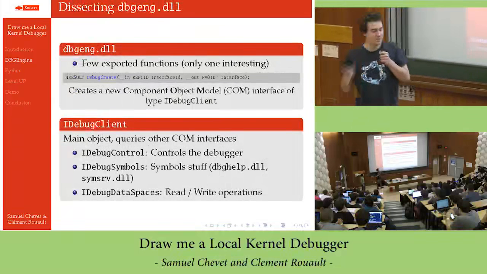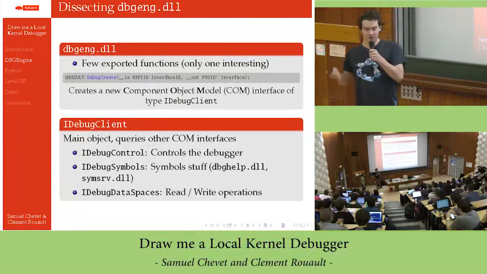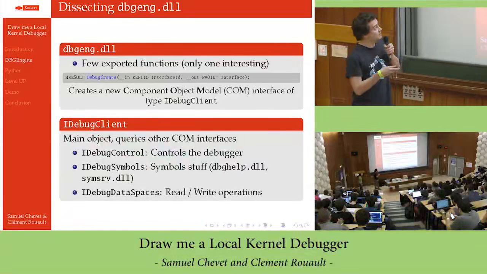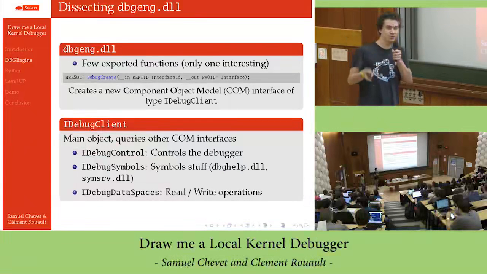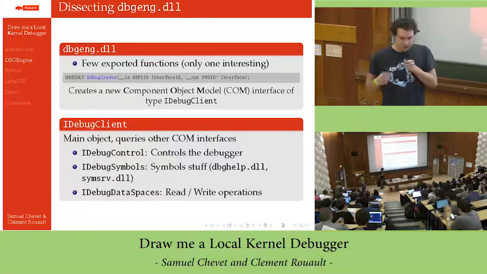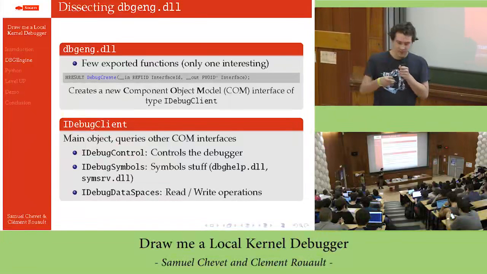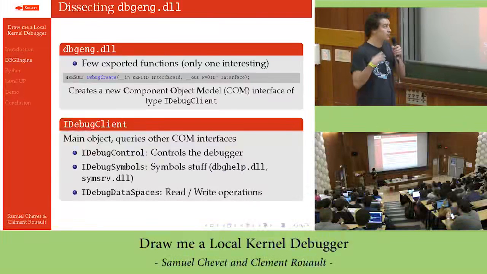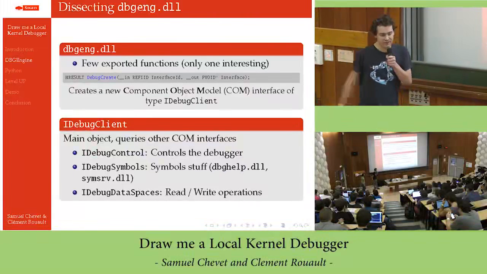dbg.dll, in fact, if you open it in a PE Explorer, you will see that it exports a few functions, and there is only one interesting, which is DebugCreate. It takes as first parameter an interface ID, and the second parameter is just the output of your COM interface that you want to create. So you can request a COM object, and there is a main object which is called IDebugClient. With an IDebugClient, you will be able to request other interfaces.